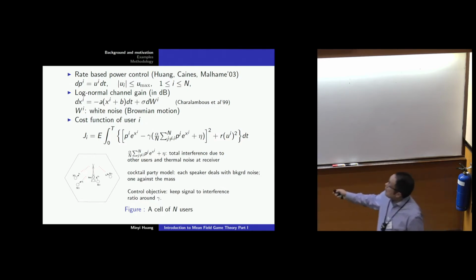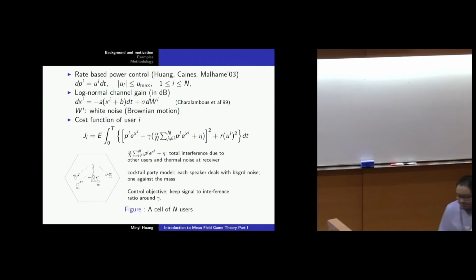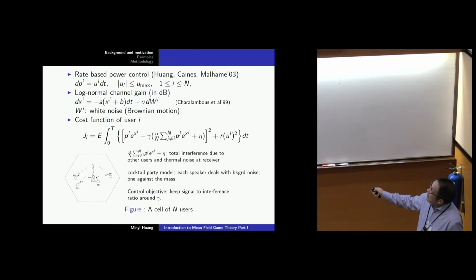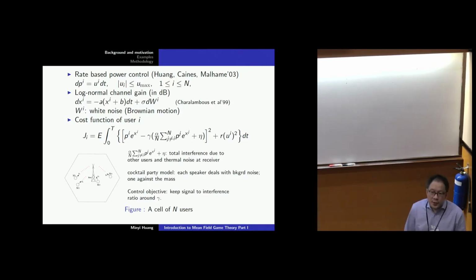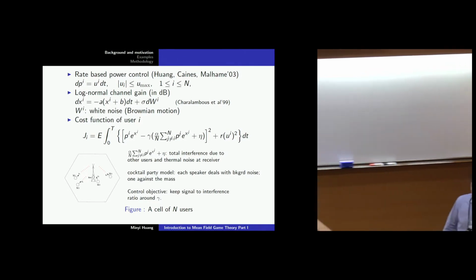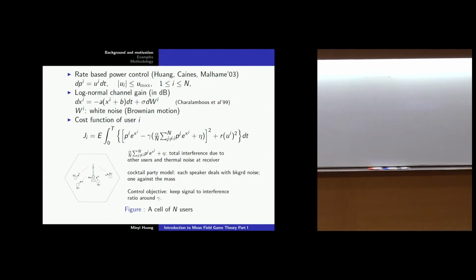Here you already see some flavor of a game because this is only for user i. So each person has its own performance. Also, we suppose users are selfish. They care about their own performance. So this is really a game. Now the question is how to solve this problem.